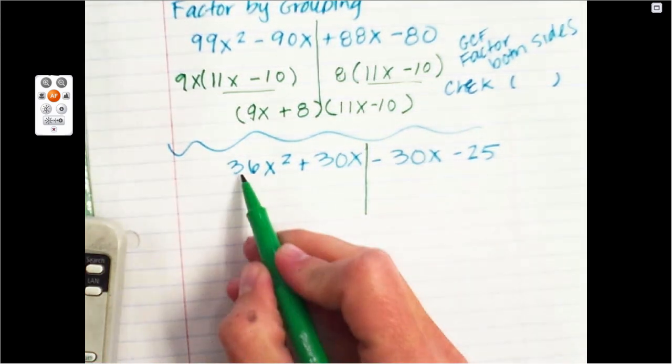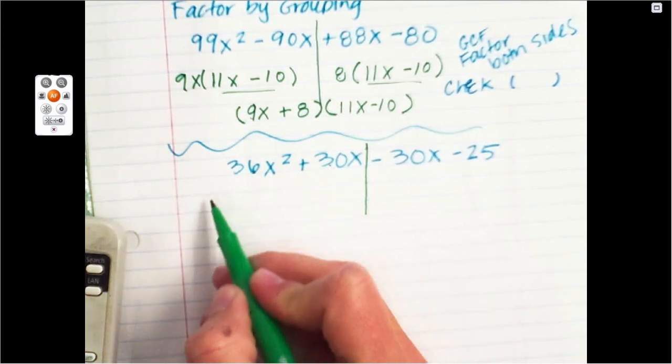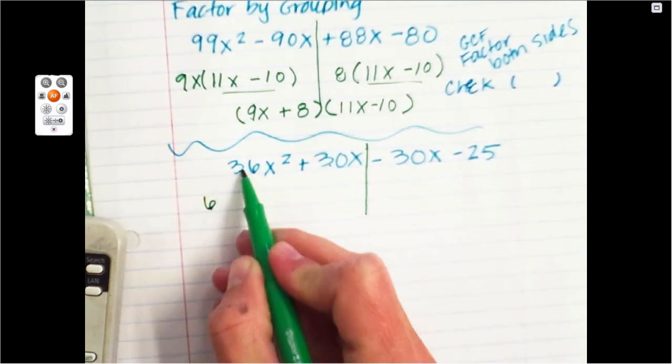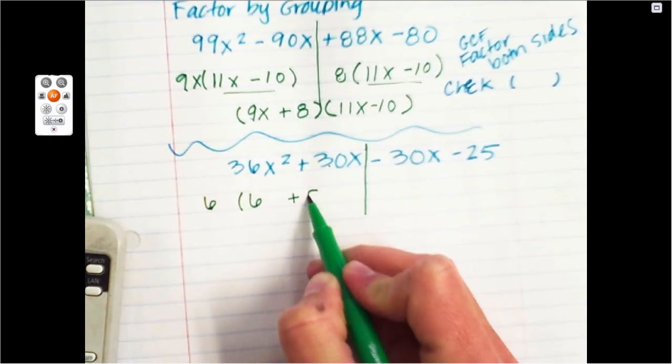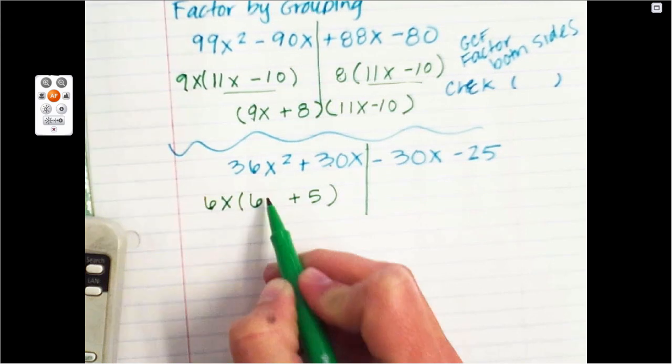So as I'm factoring this, what goes into 36 and 30? 6 does. 36 divided by 6 is 6. 30 divided by 6 is 5. X.